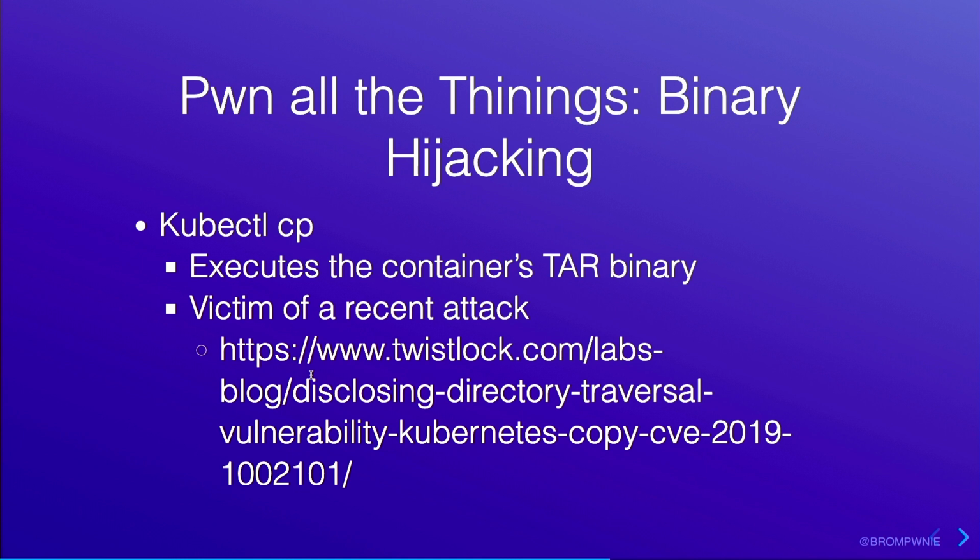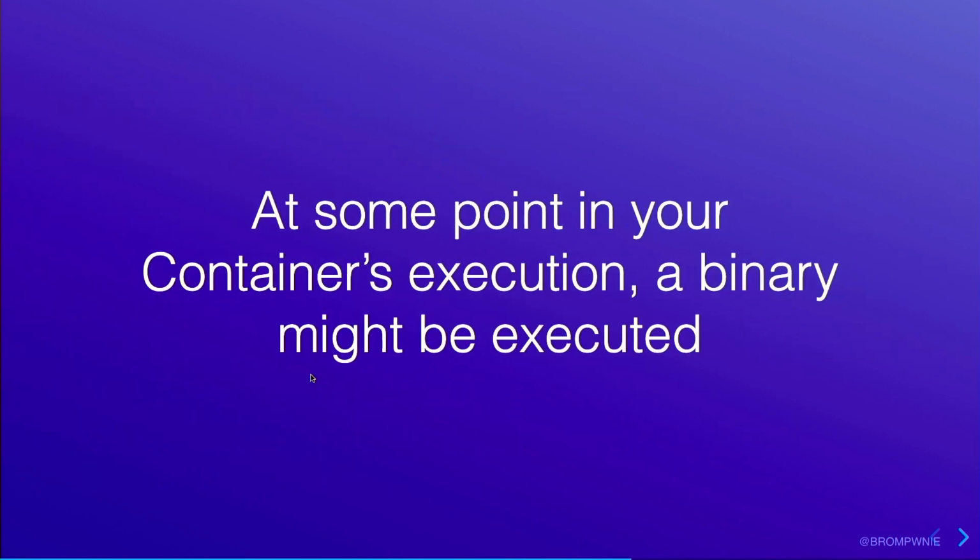Twistlock did a great write-up on this, and there was a CVE that came out of it. Because there's no integrity checking on the tar binary, you could hijack the binary and alter the output through symlinks and basically introduce some pretty cool pwnage. So something important to note, especially with containers, is that at some point in your container's execution, a binary might be executed either through kubectl cp or through a docker exec or previously through a docker cp. You don't know. So from an attacker's perspective, this actually is a very interesting attack surface.